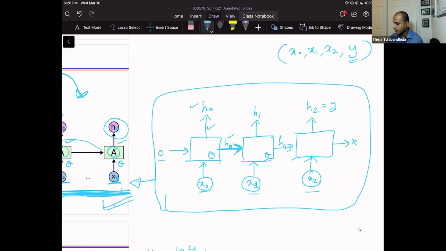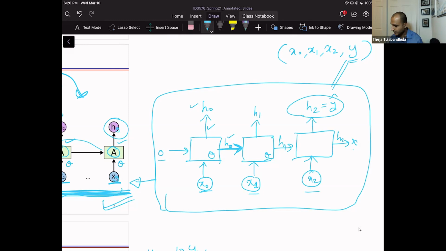And then you pass x2, you get h2. Let's just call that y. And you want to compare it with the true y. Okay, so maybe this is y hat, and you want to compare it with the true y. And that comparison could be the usual square loss or cross entropy loss or whatever on your objective.